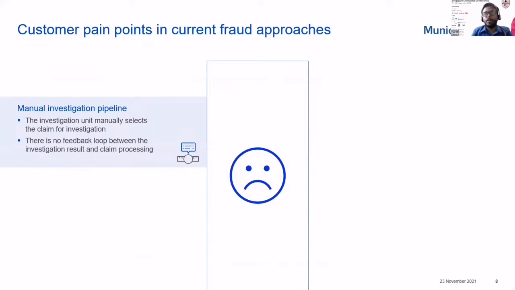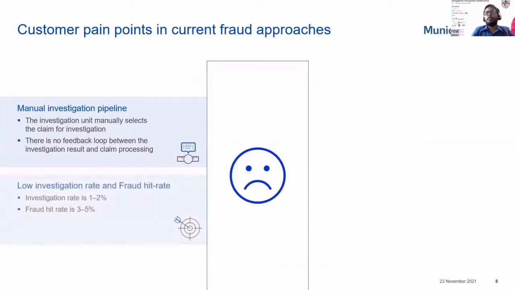And there is no feedback loop between the investigation result and the claims processing input stage, right? So there is no learning from the past experience. Because of this manual process, we do see a low investigation rate and low fraud hit rate. For example, one of our clients had close to 1 to 2% investigation rate, and the fraud hit percent is close to 3 to 5%.